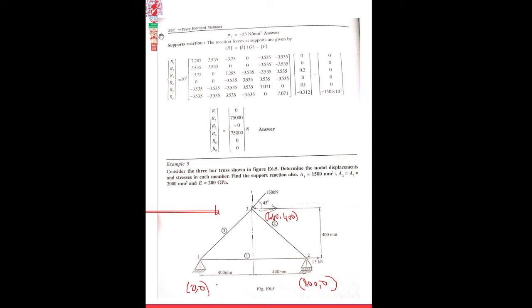Now similarly here q1, q2. q1 and q2 are 0. Correct. And here q3, q4: q3 is not equal to 0 but q4 is equal to 0. Correct. And here q5, q6 are not equal to 0. Correct now.